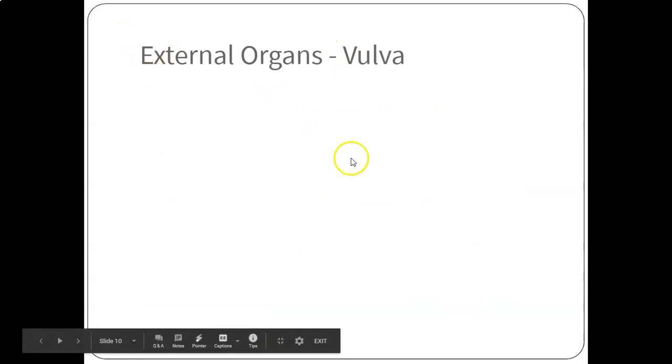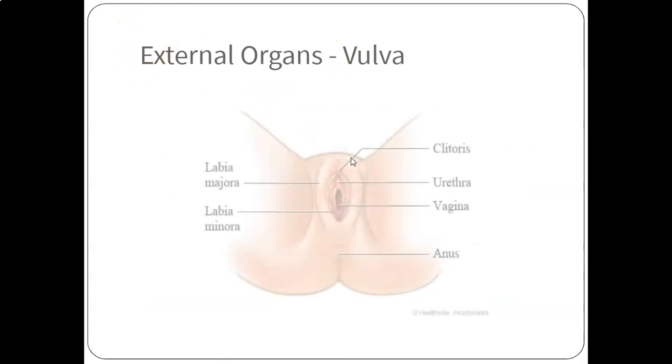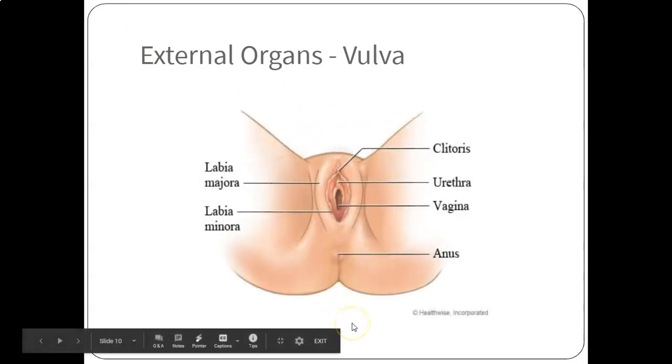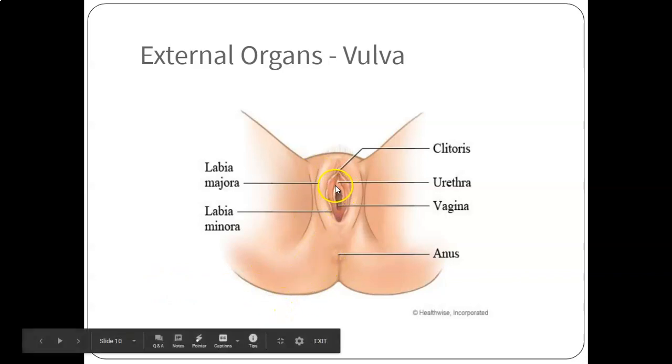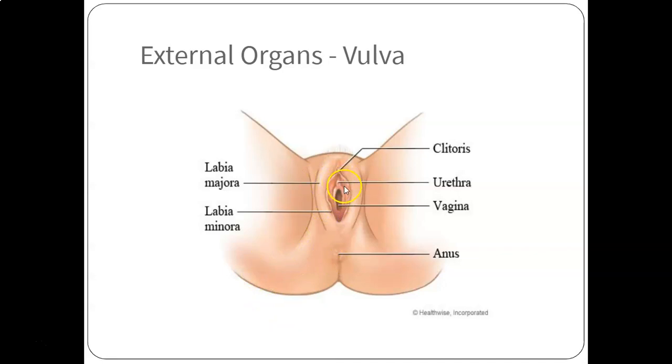So here's the next slide. These external organs all together are called the vulva. So this entire region is called the vulva. Now, if a female was laying on her back, it wouldn't look like this, okay? They have moved these things. They have opened up these structures so that we can see what they are. But typically a woman laying like this would not be open like that.